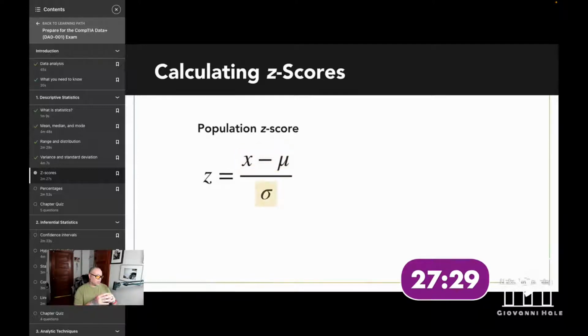Then we divide that result by the standard deviation to express the distance in terms of standard deviations. Now, I use the symbol sigma here for a population standard deviation, but this formula works the same way for a population or a sample as long as you plug in the appropriate standard deviation value.